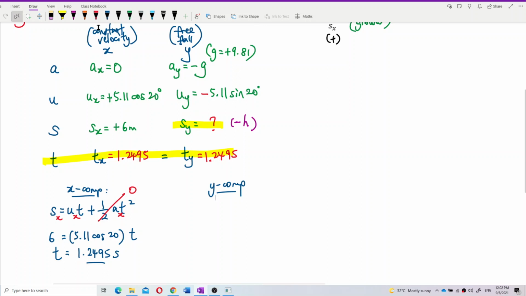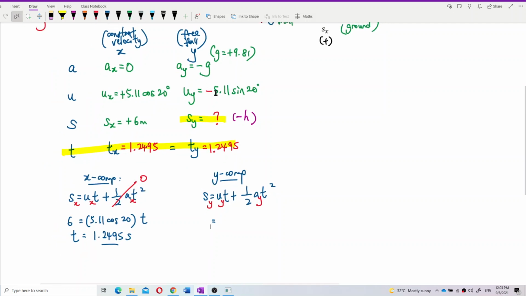So we have 3 information here, can find the fourth unknown. S equal to ut plus half at square. Same formula again. So remember, this is now all y components. Okay, so now let's find out. Remember the velocity need to put negative because it's going downward. Yeah, so it's negative 5.11. You don't put negative, then you get wrong answer later on. Okay, time taken is 1.2495, which we discovered earlier, and plus half.